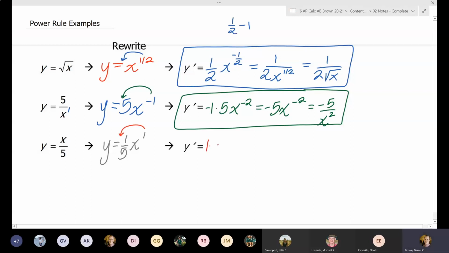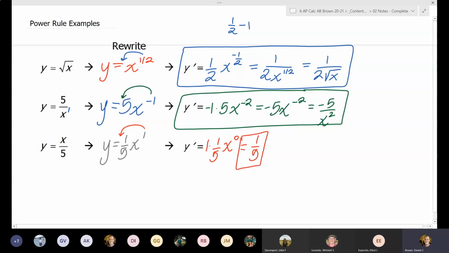So I have 1 times 1/5, and then that's x. Well, 1 minus 1 is going to give me 0. Anything to the 0th power is 1, so this derivative is just going to be 1/5.